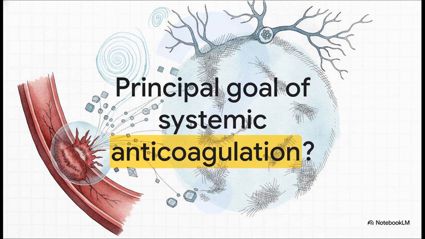Here is a huge exam pearl. Anticoagulants do not actually dissolve the clot. They just hit pause on the coagulation cascade to stop the thrombus from growing or breaking off into the lungs. They stabilize the situation, buying time so your body's native tissue plasminogen activator system can slowly break the clot down on its own over the coming weeks.